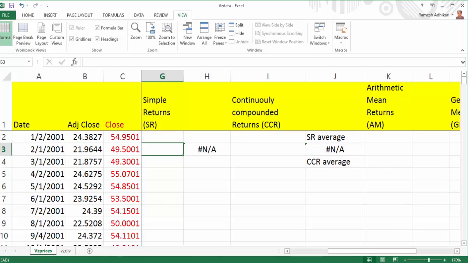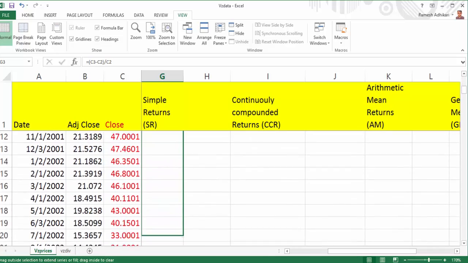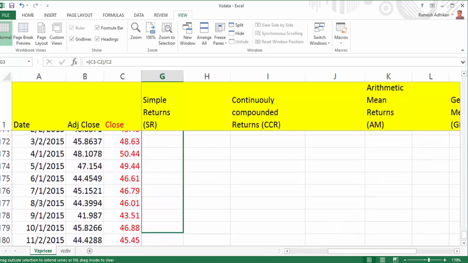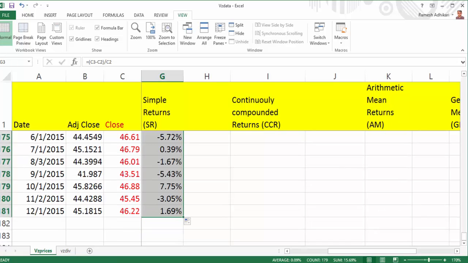So if you know the formula, it's basically the current price. I'm going to use the close price. So it's the current close price minus the previous price, over the previous price. That's how you calculate simple return, which is negative 9.92%. And if you want to calculate the whole series, you just grab that square box and drag it to the bottom, and it gives us the simple return. It's very easy.